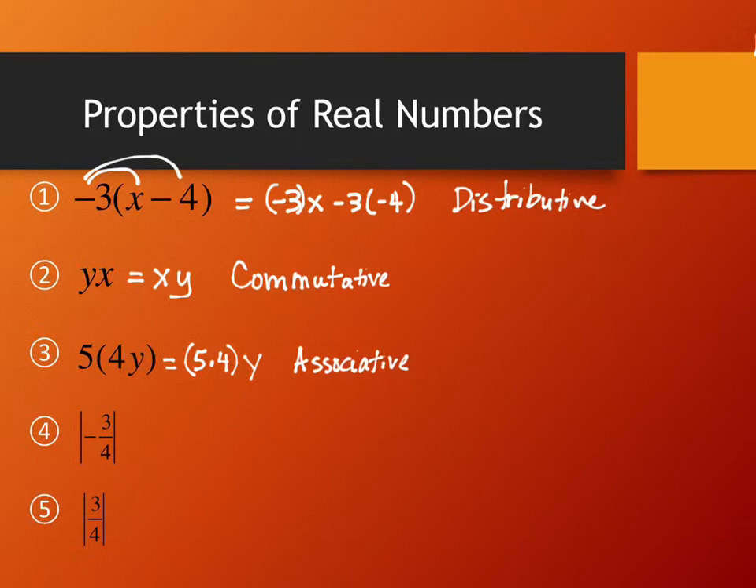The last 2 are actually properties of absolute values. So I suspect that you remember that when you take an absolute value of a positive and a negative number, the signs all become positive, right? So whether it's negative, like on number 4, or it's positive on number 5, these are absolute value properties.